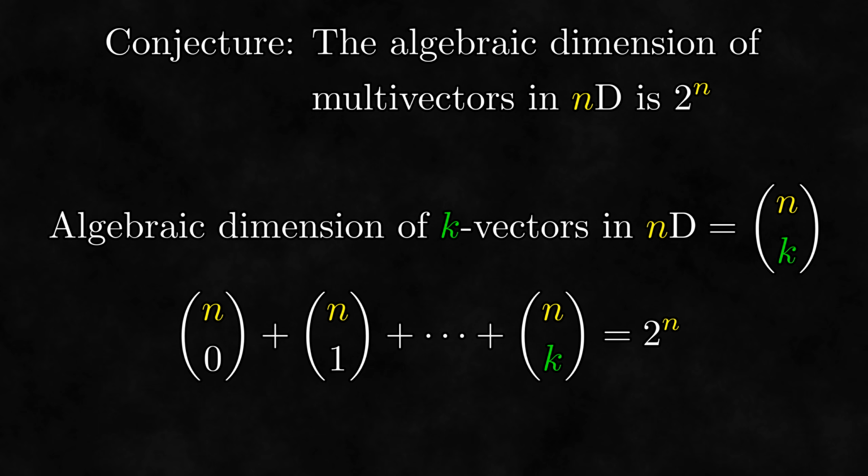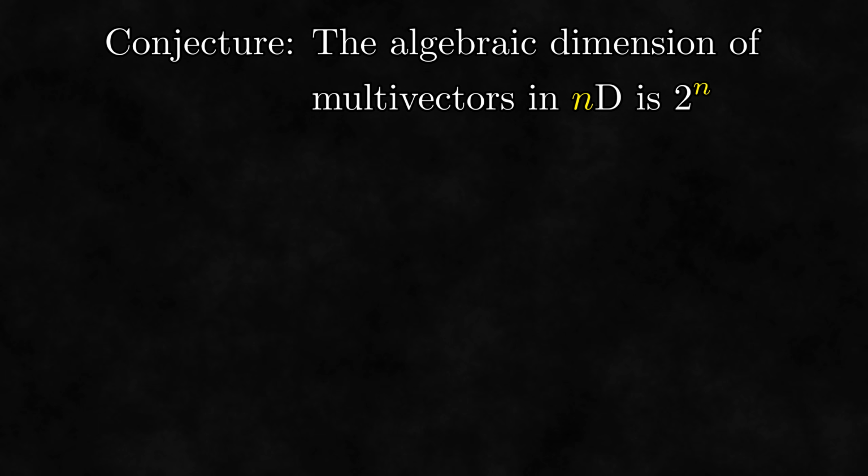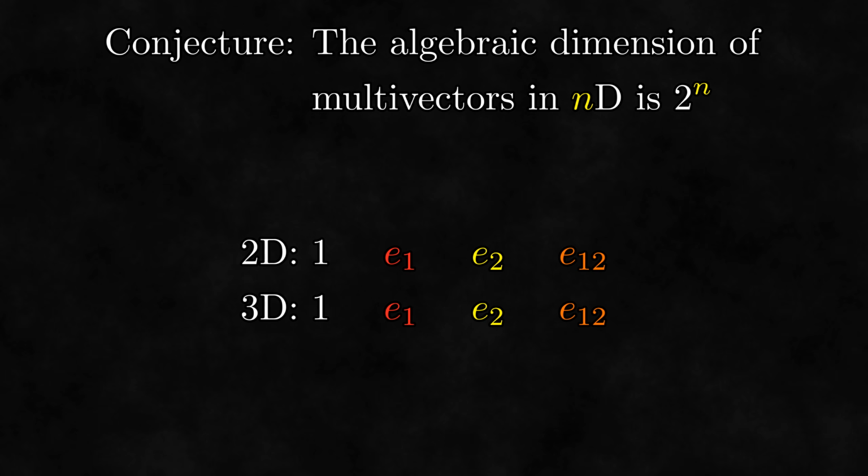And if you would rather not appeal to random facts about binomial coefficients, it's possible to prove this directly too. Notice that when jumping up a dimension, all of the previous basis multivectors still exist in the higher dimension, and all of the new basis multivectors are all of the old ones with the new basis vector added on. This doubles the algebraic dimension.